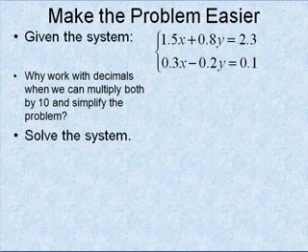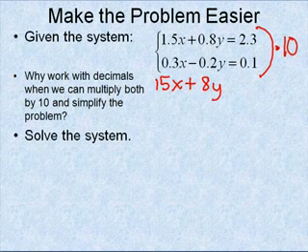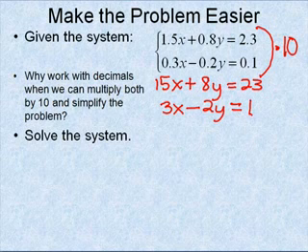Sometimes when you're given a system of equations, you can see that it involves decimals. Well, one nice thing is that we don't have to work with those decimals. We can multiply both of these equations by 10 and therefore eliminate the decimals. So let's go ahead and do that. The first equation becomes 15x plus 8y is equal to 23. And our second equation becomes 3x minus 2y equals 1.